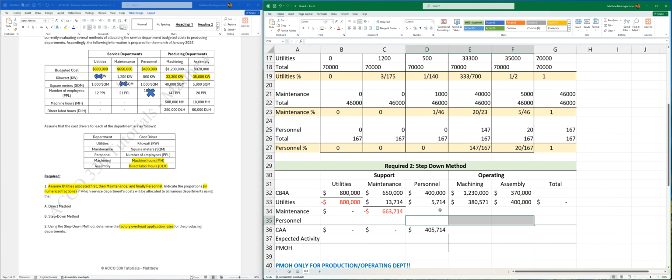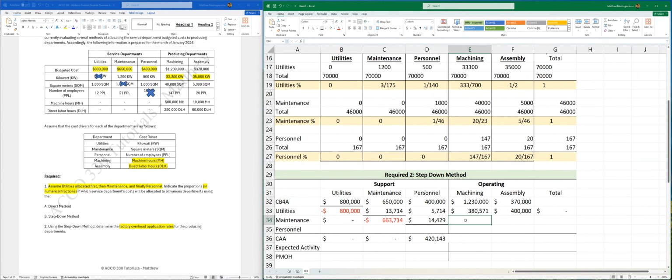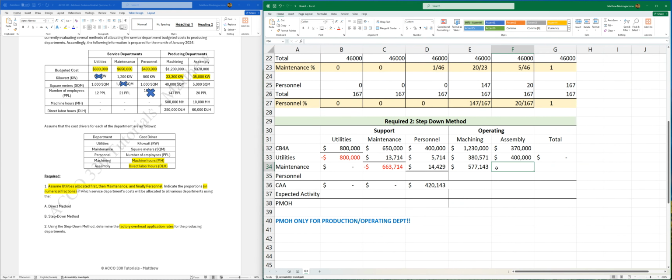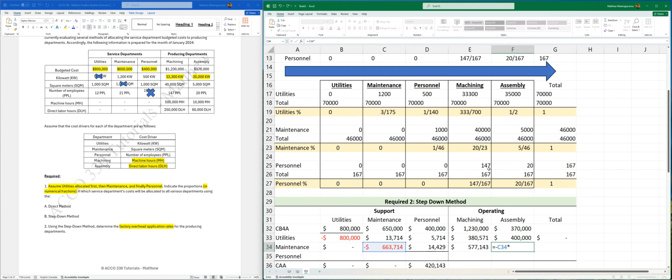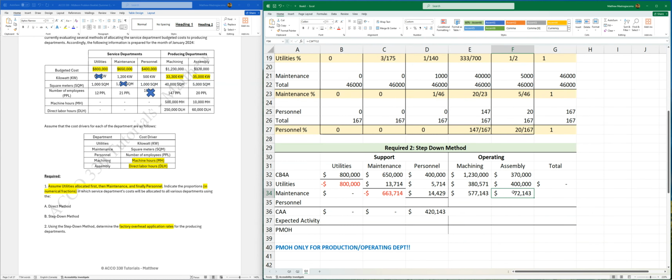Okay, so now let's do our fraction. Equals minus 663,714 times 1 over 46. Then we do here equals minus that times 20 over 30. Then equals minus that, because we know it's a negative number, we need it as positive numbers, 5 over 46. There we go.